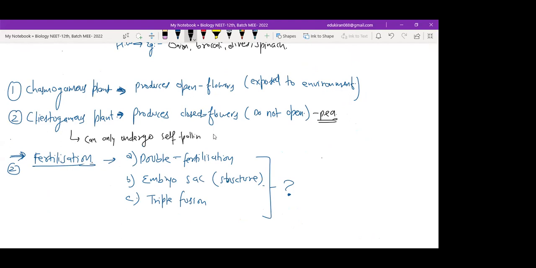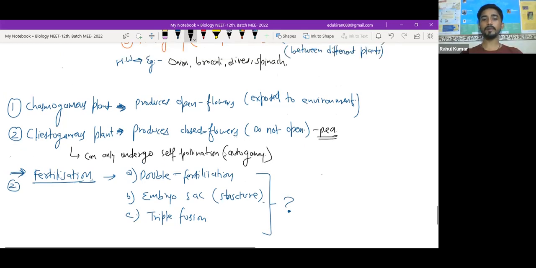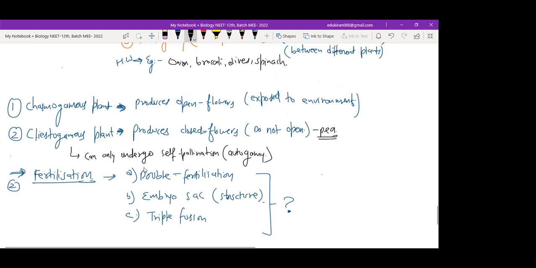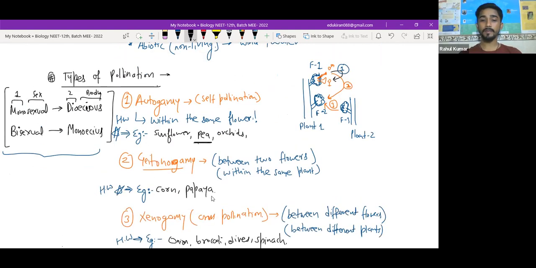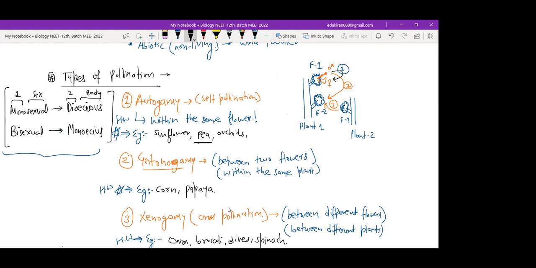Can I ask one thing? Yes. I was having a doubt and I wrote it in my notebook, but because I wasn't sure what the answer is: is papaya geitonogamy? I'm so confused with it. Papaya is geitonogamy because papayas are dioecious. Yes, they have both. So you can write down papaya.